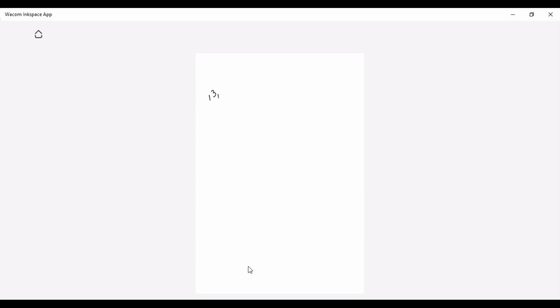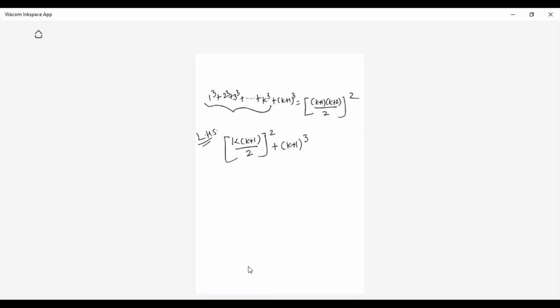1 cube plus 2 cube plus 3 cube plus ... plus k cube plus (k plus 1) whole cube is equal to (k plus 1)(k plus 2) divided by 2, whole square, that we have got, right? Now for this term we have already proved the equation, that is (k into k plus 1 divided by 2) whole square plus (k plus 1) cube, right? Now this is LHS and I need to prove this LHS is equal to RHS.